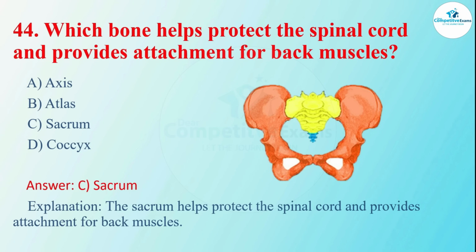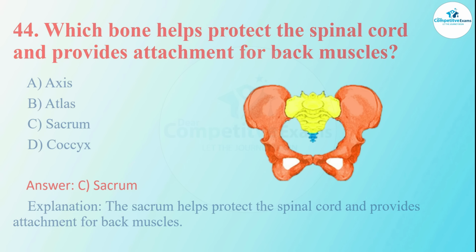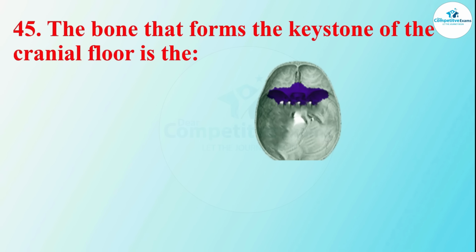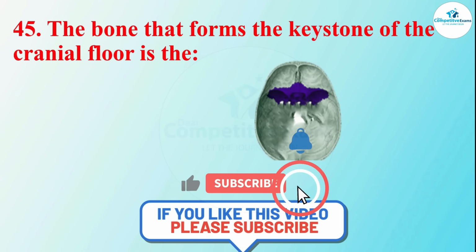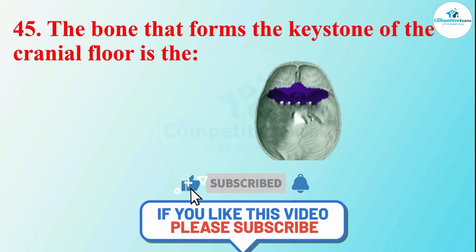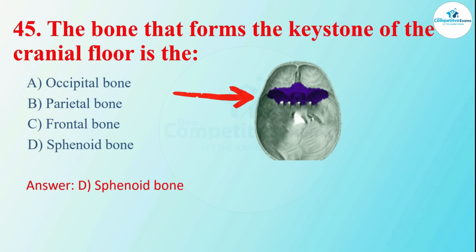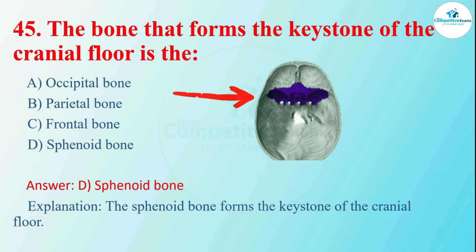Right. Let's move on to question number 45. The bone that forms the keystone of the cranial floor is. What do you call the bone that forms the keystone of the cranial floor? Your options are occipital bone, parietal bone, frontal bone or sphenoid bone. Your answer is sphenoid bone. The sphenoid bone is the keystone of the cranial floor.